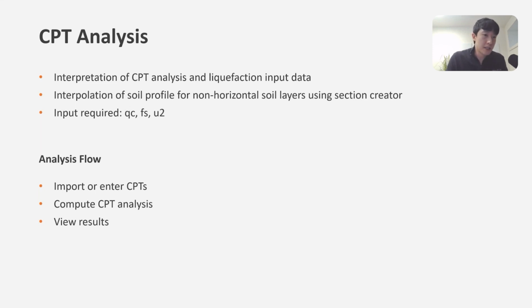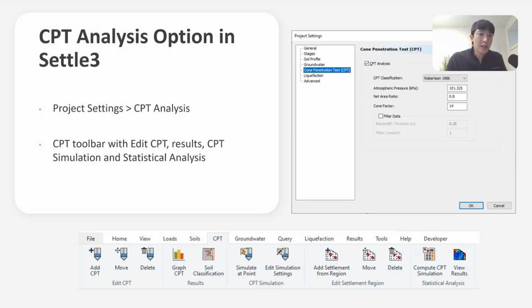The analysis flow looks like this. As long as you have the CPT data, you simply import or enter the CPT points, compute the CPT analysis, and you'll be able to see the results. The CPT analysis option in Settle3 is defined from the project settings under the CPT tab. As soon as you enable that option, you have all these options available in the toolbar under the CPT tab, and you can simply run the CPT analysis and get the results.